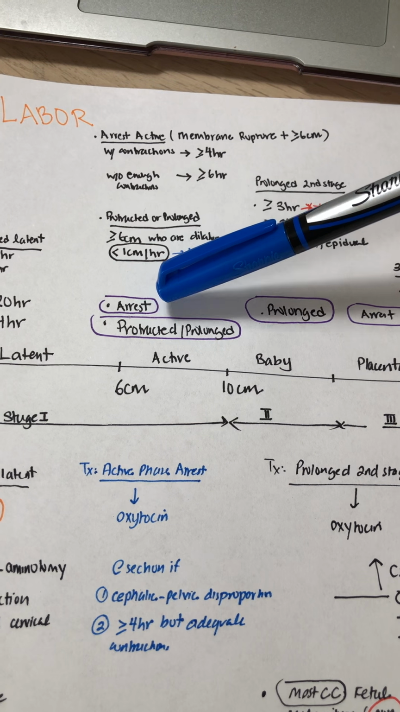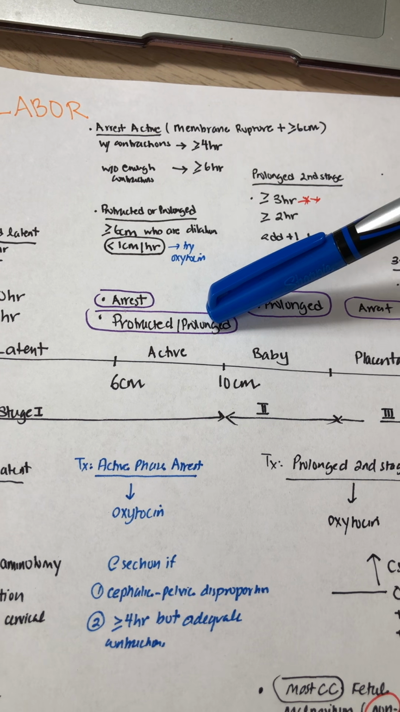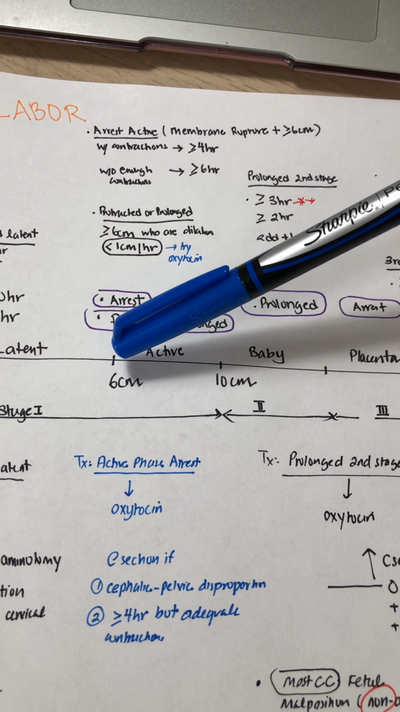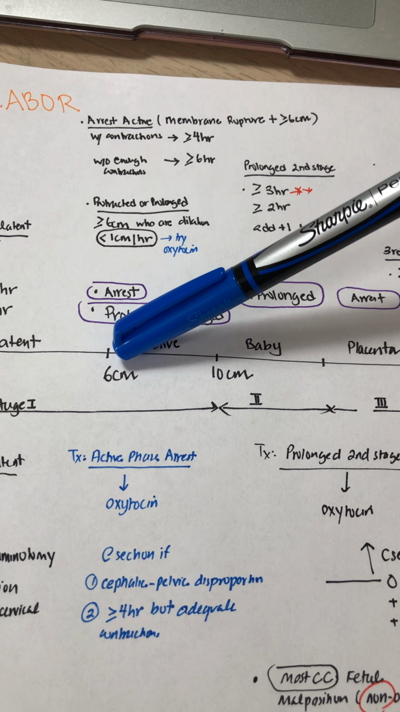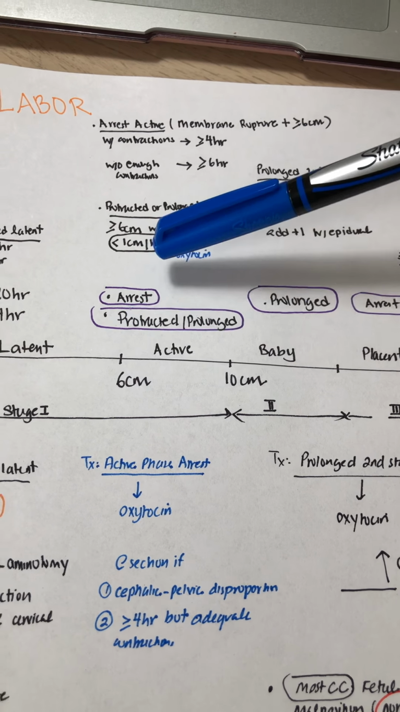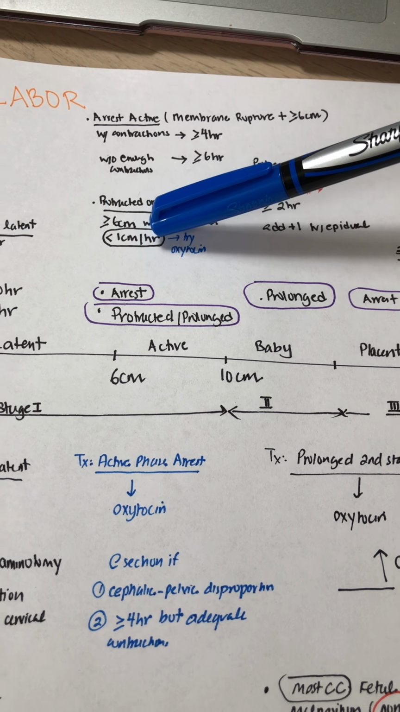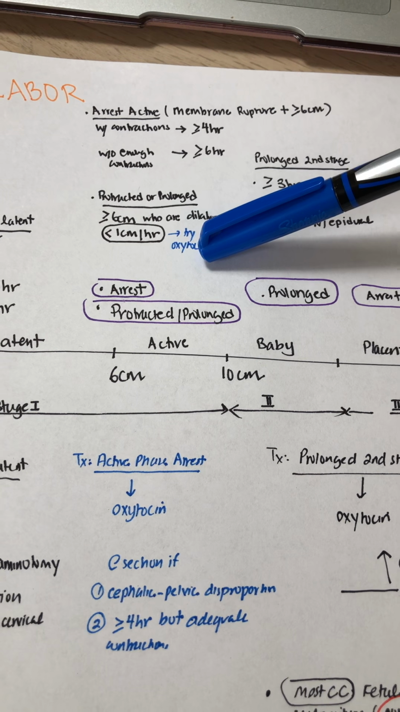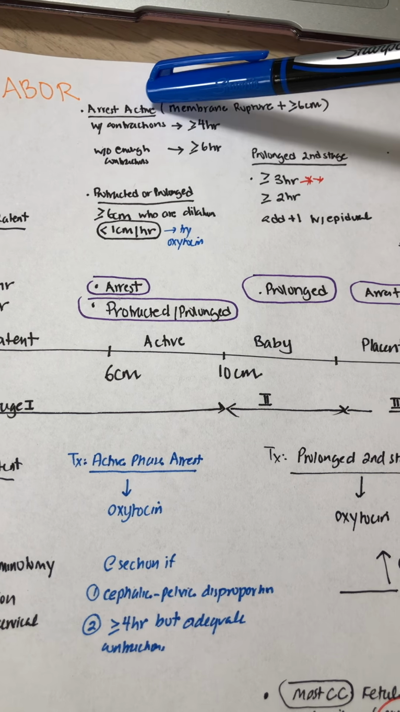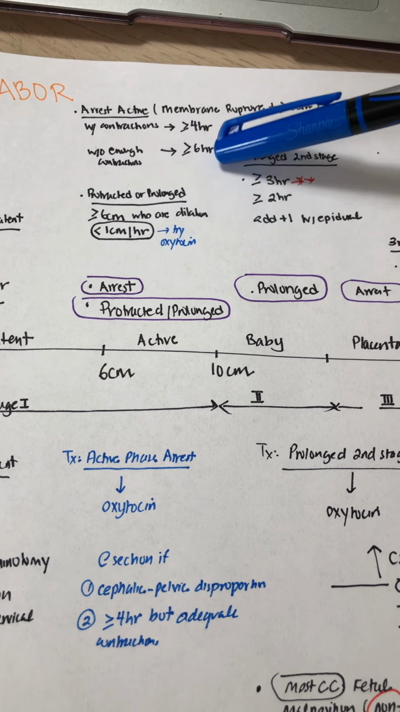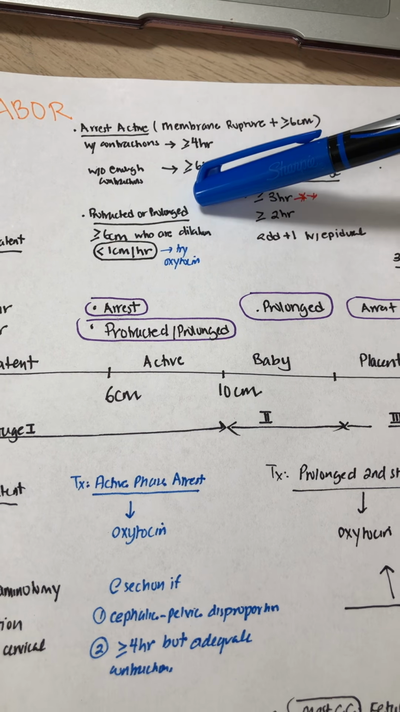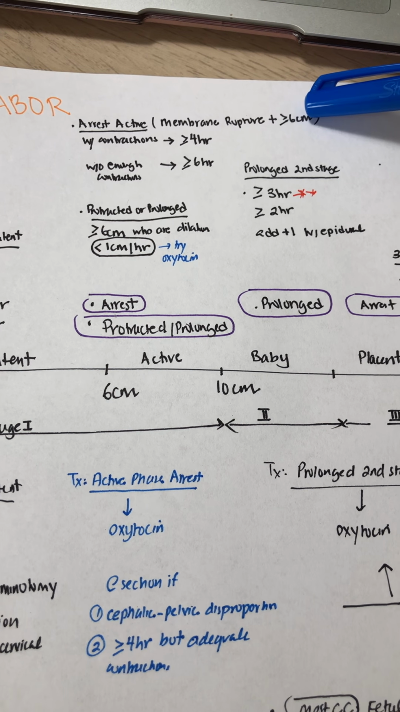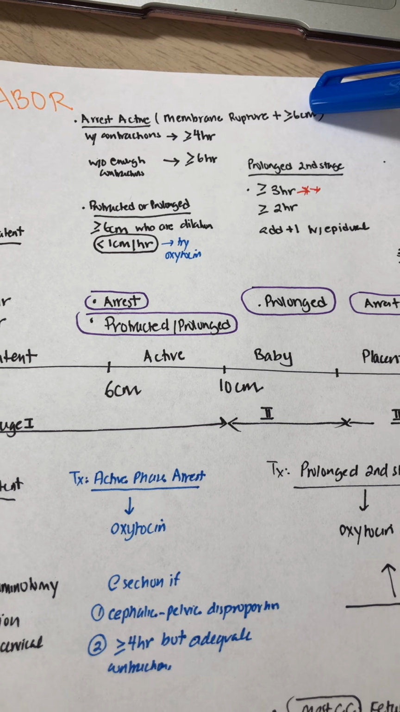The second most important thing is active phase. Arrest and protracted or prolonged phase. Protracted means the cervix has been dilated to 6 centimeter, but it has been dilating less than 1 centimeter per hour. In this case, you just try oxytocin. And then arrest phase, this definition you have to memorize well. Arrest phase: membrane has been ruptured, the cervix has been more than 6 centimeter.